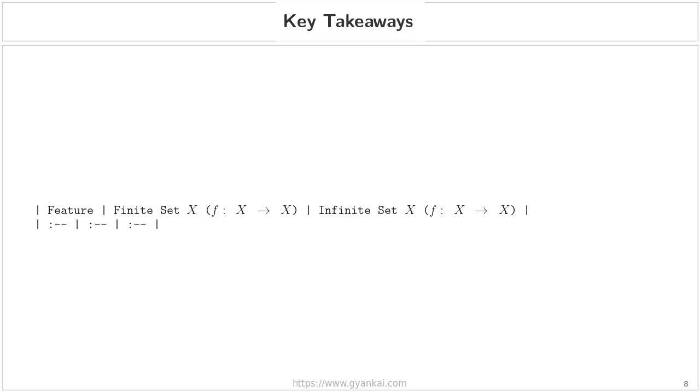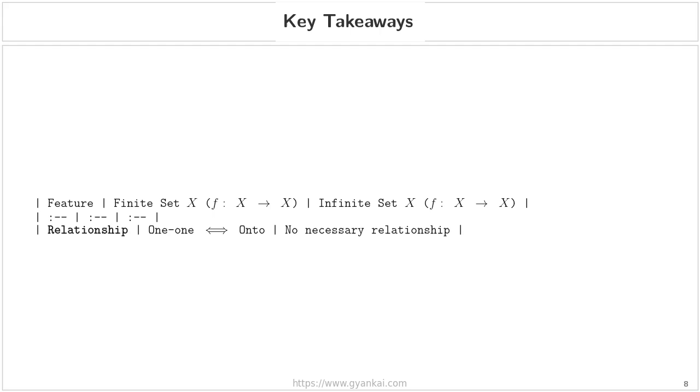Key takeaways. Now that we have explored both the finite and infinite cases with specific examples, let's consolidate everything we've learned into this summary table. This will serve as a quick reference to compare how functions behave depending on the nature of the set they operate on. First, let's look at the general relationship.